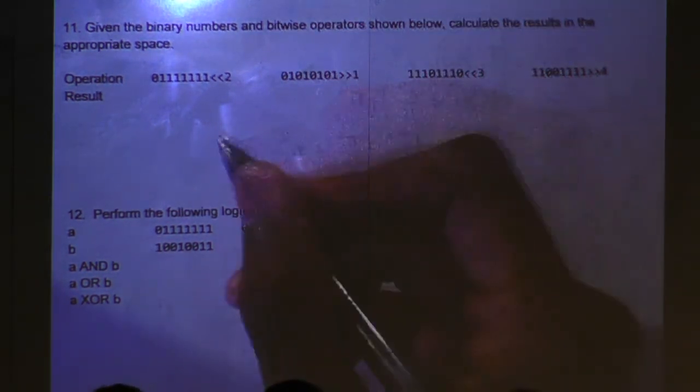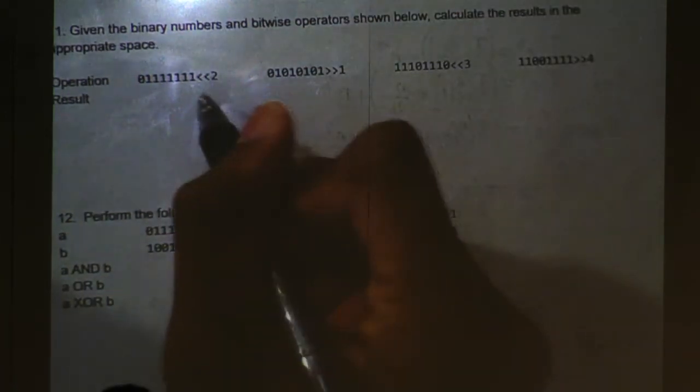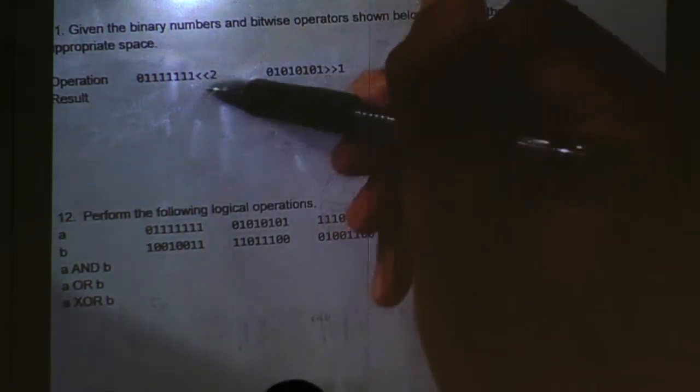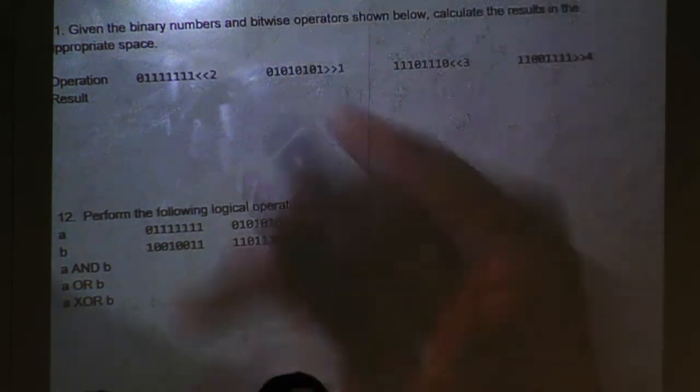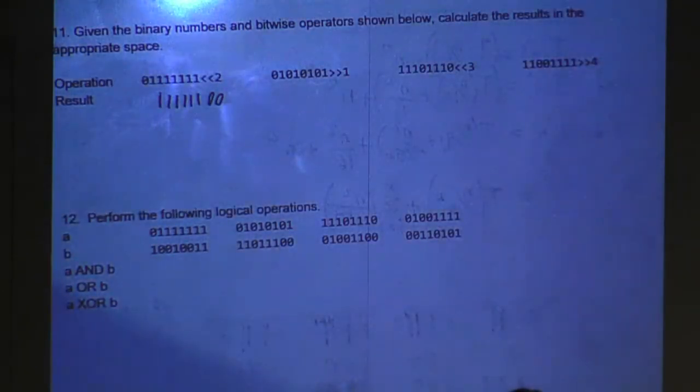Okay, so for this one here, you're just going to shift left twice. And anytime you shift left, you bring in zeros here. So you would just start writing from here, 1, 1, 1, 1, 1, 1 with 2 zeros on the right.